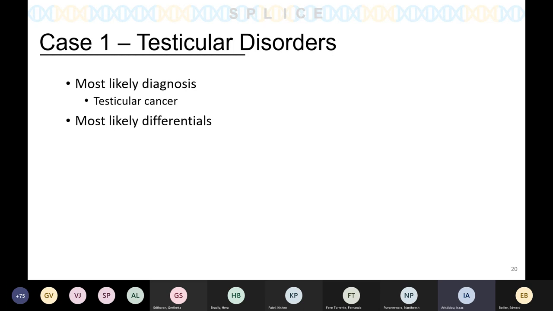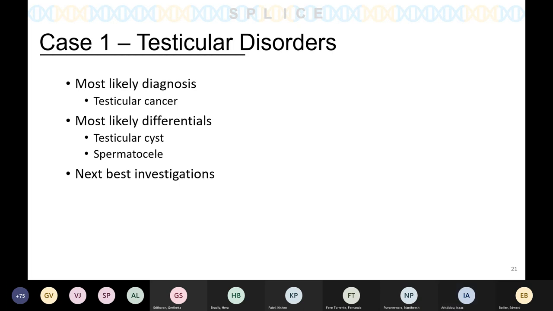Cysts, yeah. Nice. So I thought testicular cyst, spermatocele. So what investigations would you do for this patient? Ultrasound, yeah, nice. Anything else you might want to do? Urgent 2 week wait. Tumor markers, yeah, nice.